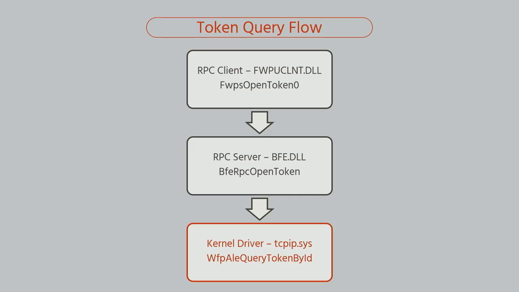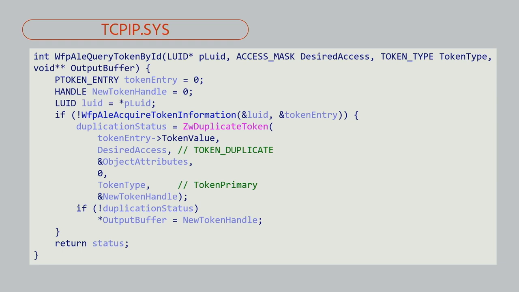Now let's look at the code of the driver. This is the function the BFE service will invoke. It uses an undocumented structure I named token entry. It will try to find it based on the ALE ID it received, which is the modified ID value that we sent. If it is found, DuplicateToken is called.